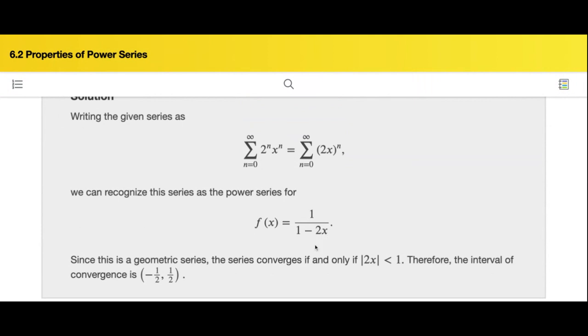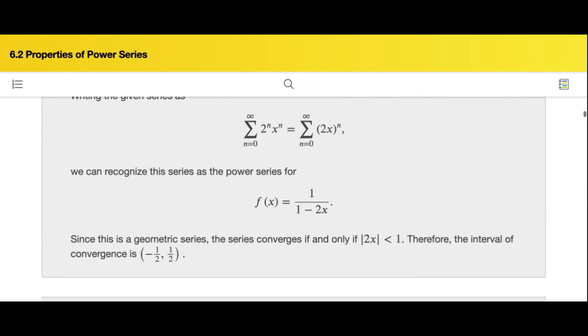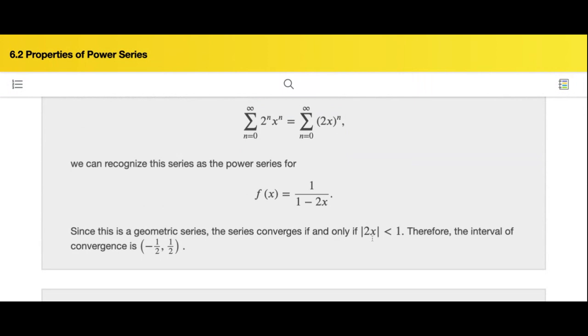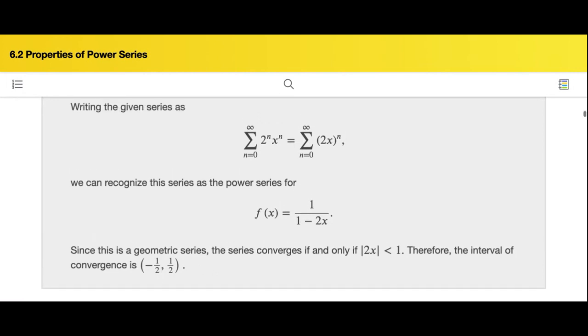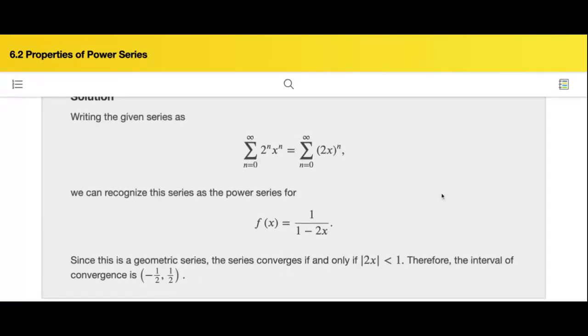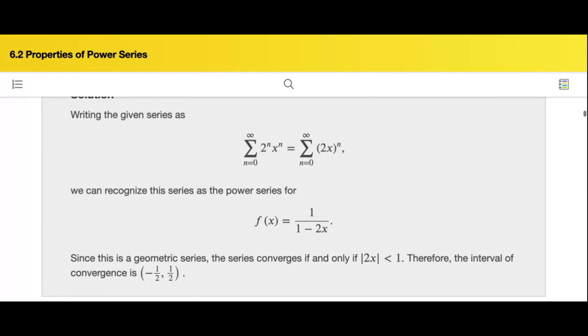And then the absolute value of the ratio has to be less than 1 for this representation to exist. So absolute value of 2x less than 1 means the interval of convergence is negative half to half. Anyone has any questions? All right.